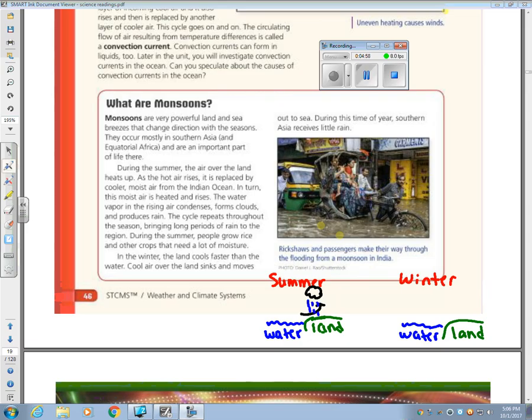As the warm air is going up, it cools, gets heavy and sinks, and goes back down over the water. And then it continues that cycle over and over again. And so it rains a whole bunch over land. So what happens is because it rains so much, it allows people to grow lots of rice and other crops that need a lot of rain. So in Asia, people grow a lot of rice because there's a lot of rain.